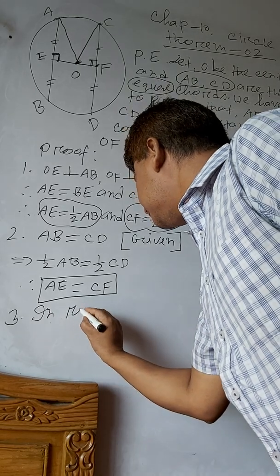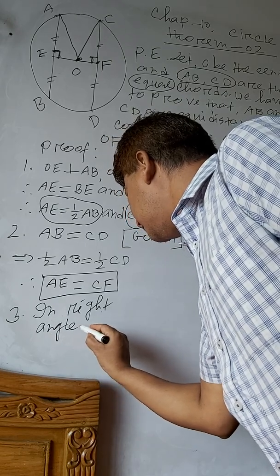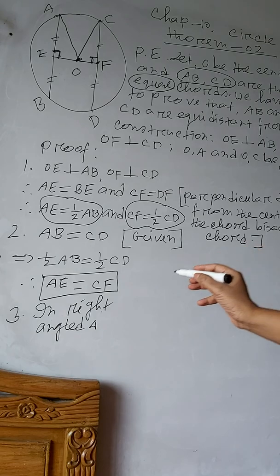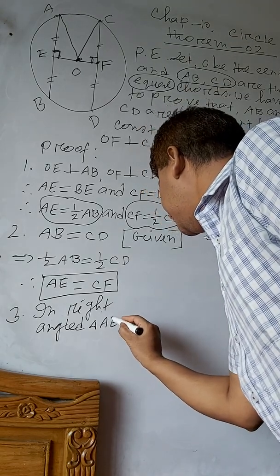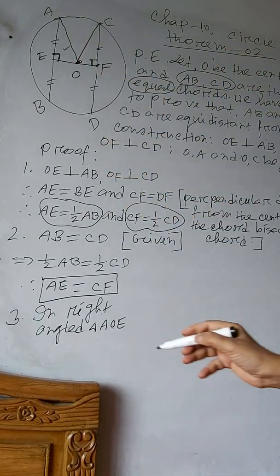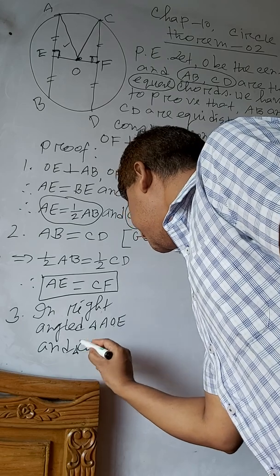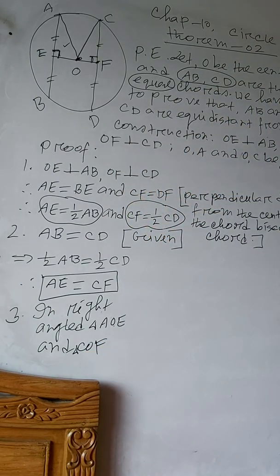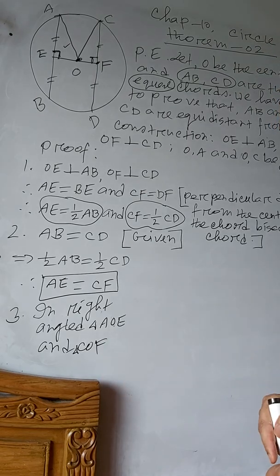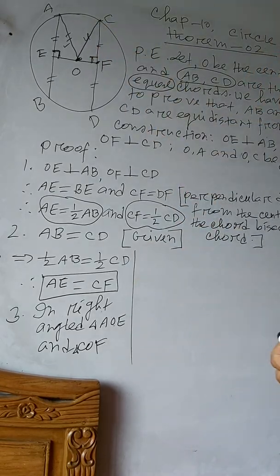In right angle triangles AOE and COF, it is seen that hypotenuse OA equal to hypotenuse OC.